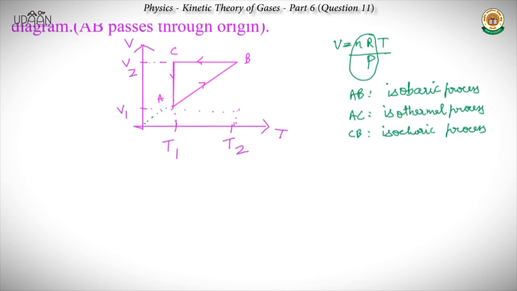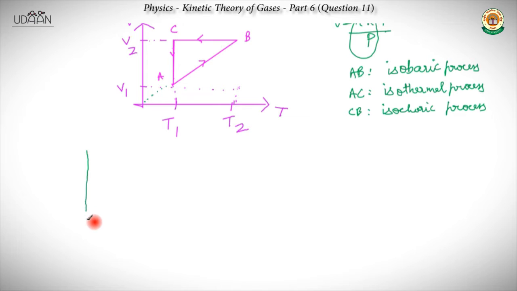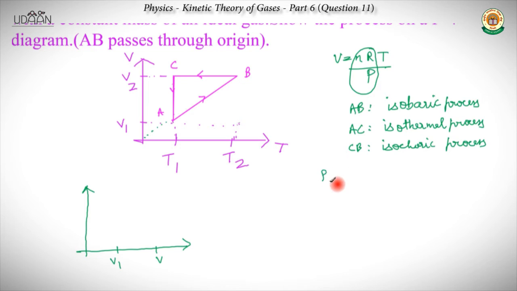We have to draw the PV curve. So what we can say for now is that let's just draw V1 and V2. We can draw V1 and V2 because we know V1 is less than V2. Now note that the pressure at A would be equal to the pressure at B. So this would come as a straight line like this. We just have to see whether the line AB will be above C or below C, or basically what the pressure of C will be as compared to A and B. So let's go on to find that.